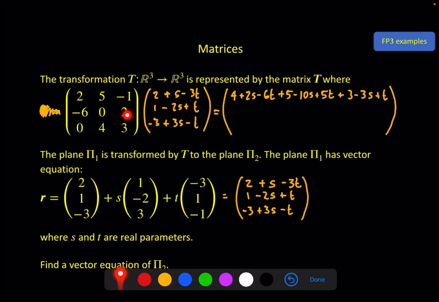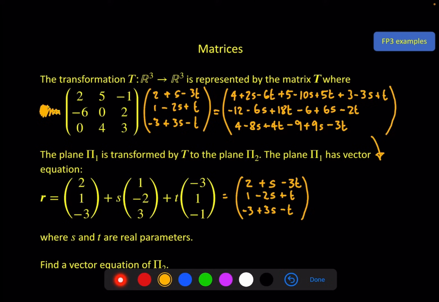Then we have the second row times each of these. Fortunately, we've got a 0 here, and we've got a 0 on the third one as well. That will speed it up a little bit. So we get minus 12 minus 6s plus 18t plus 0 times the middle one, minus 6 plus 6s minus 2t. And then the third one, we've got 0 times this, 4 times this, and 3 times this. So we have 4 minus 8s plus 4t minus 9 plus 9s minus 3t.